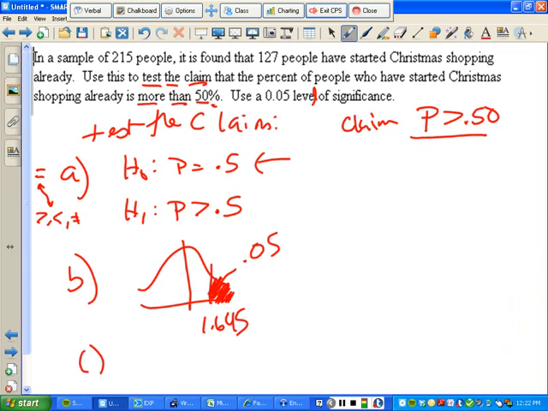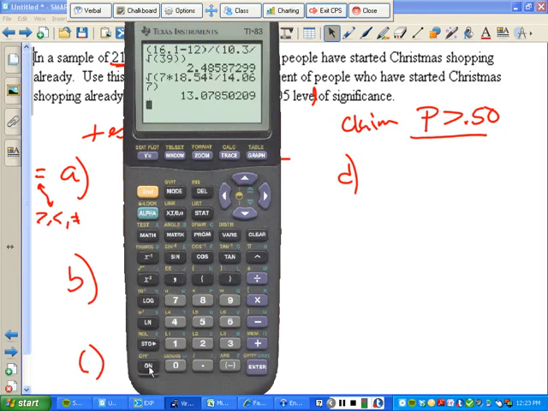Part C, you got to know the formula. Z equals p hat minus p divided by the square root of pq over n. Part D, we got to figure out what p hat is. How do we figure out what p hat is? It's 127 divided by 215. So we're going to clear this, 127 divided by 215, and we're going to get the p hat as 0.59.